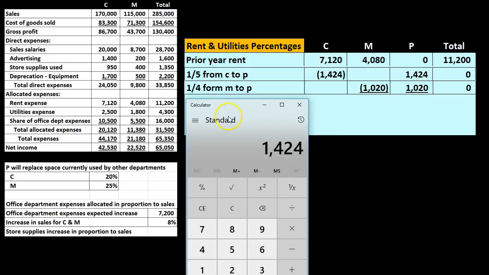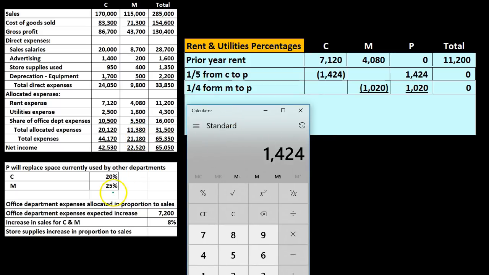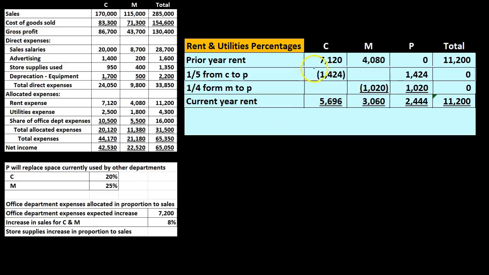And then if we consider the amount from M allocated to P, we see that's going to be 25%, which of course is 1/4. So 1/4 is going to be going from M to P. So last time we had 4,080 divided by 4. 1/4 is 1,020. It's going out of M and into P. So that's what we have here. If we take a look at our totals, then we're saying C had 7,120. We're going to take out 1/5, giving us 5,696. M had 4,080. We're taking out 1/4 to bring it down to 3,060. That 1/5 from C and that 1/4 from M to P is 2,444. So we're going to have our same number here. The rent's the same. This is our new allocation.